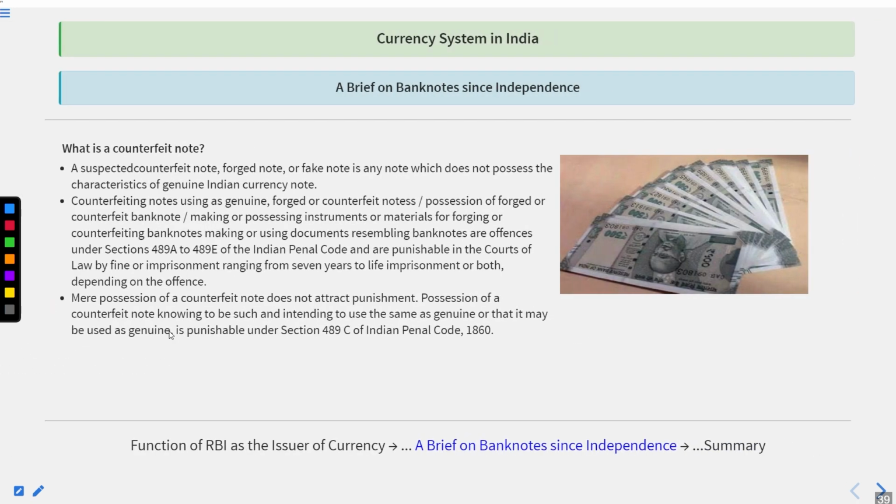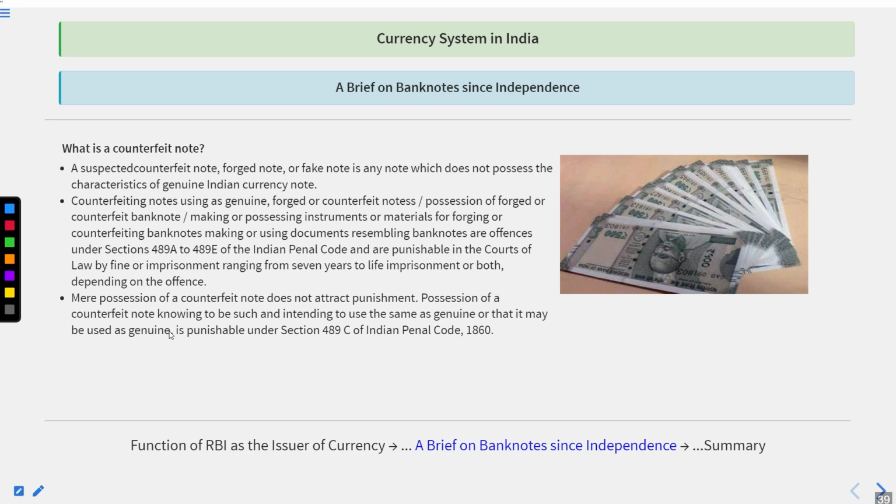What is a counterfeit note? A suspected counterfeit note, forged note, or a fake note is any note which does not possess the characteristics of a genuine Indian currency note. Counterfeiting notes, using them as genuine, possession of forged or counterfeit banknotes, making or possessing instruments or materials for forging or counterfeiting banknotes, and making or using documents resembling banknotes are offences under sections 489A to 489E of the Indian Penal Code and punishable in courts of law by fine or imprisonment ranging from 7 years to life imprisonment or both, depending on the offence.